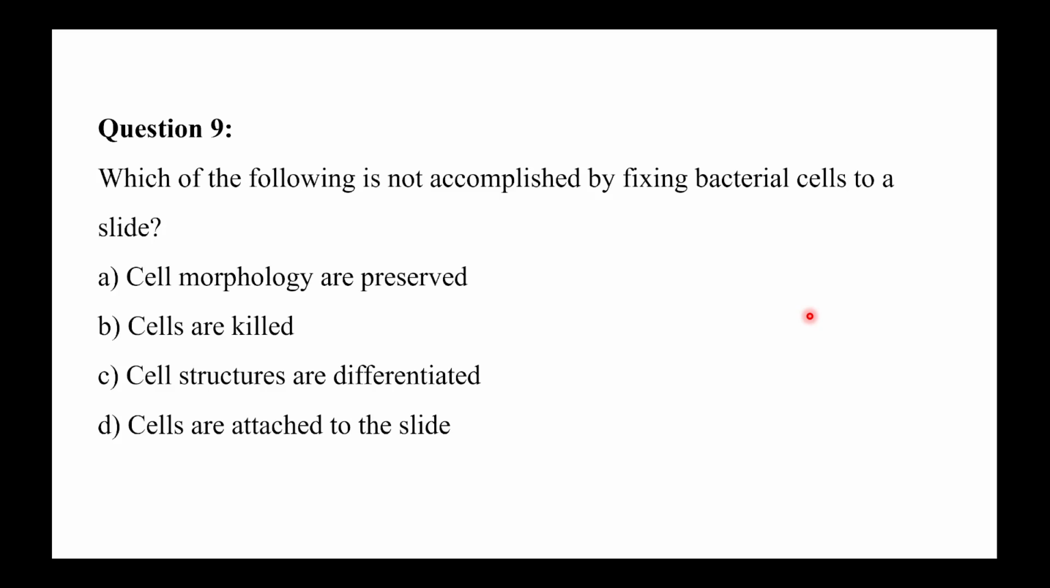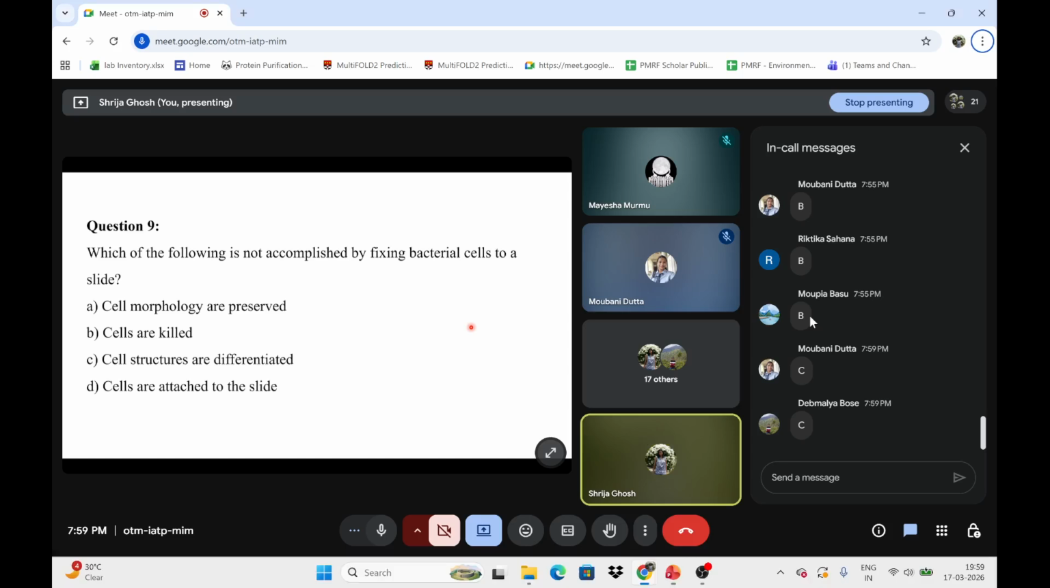Which of the following is not accomplished by fixing bacterial cells to a slide? Option A, cell morphology is preserved. Option B, cells are killed. Option C, cell structures are differentiated. And option D, cells are attached to the slide. Cell morphology is preserved, cells are killed, cell structures are differentiated, and cells are attached to the slide. What would be the correct answer?